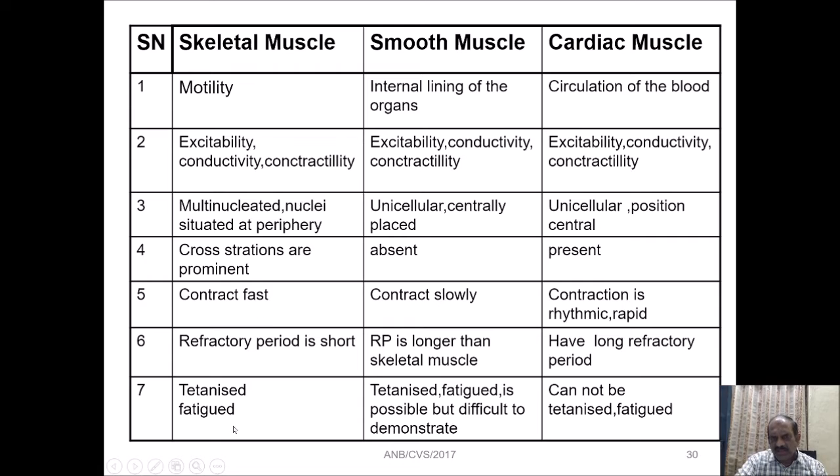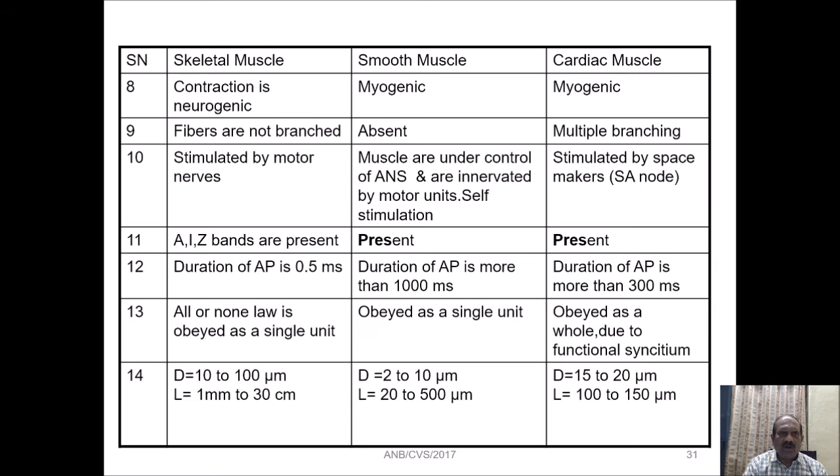And hence it is mentioned in property number 7 that in skeletal muscle, due to the short refractory period, they can be tetanized and fatigued. In smooth muscle, tetanus and fatigue are possible, but it is very difficult to demonstrate. Now the cardiac muscle has a very unique property. Due to its long refractory period, it cannot be tetanized and cannot be fatigued at all.